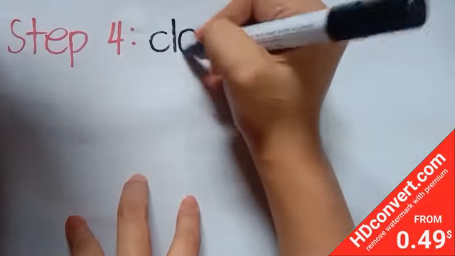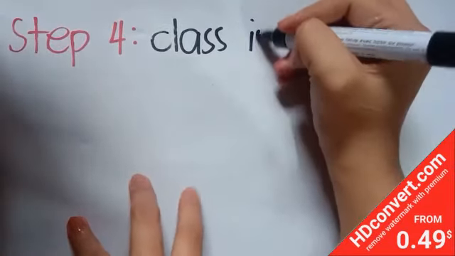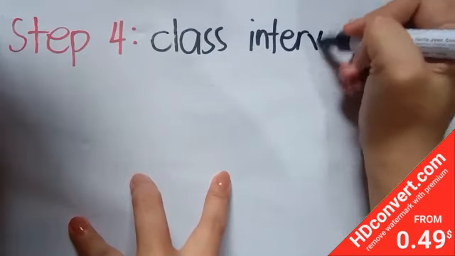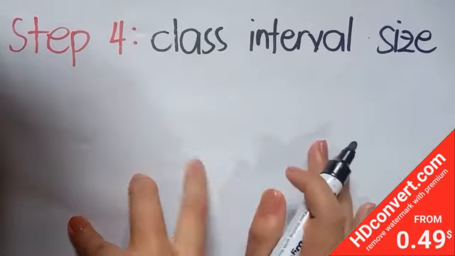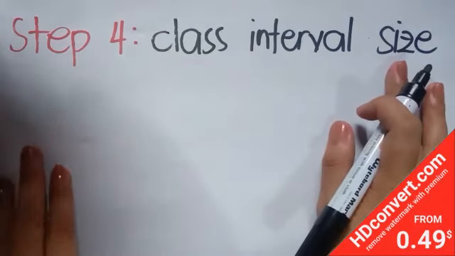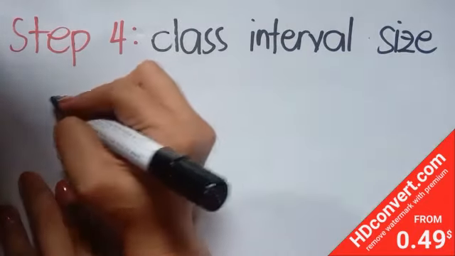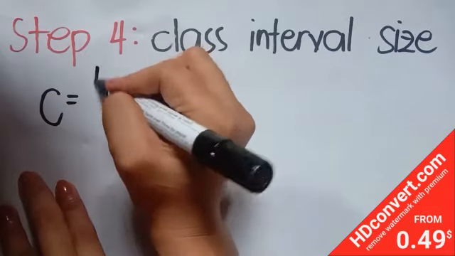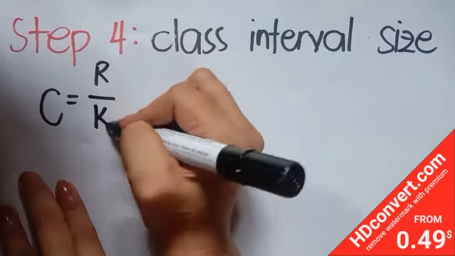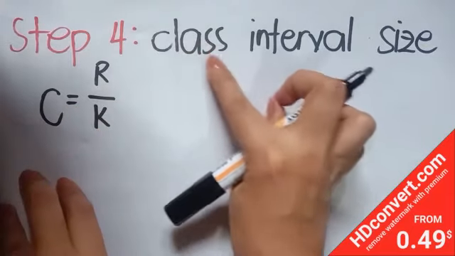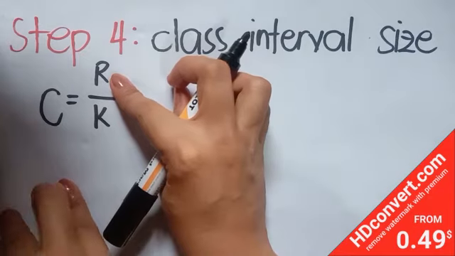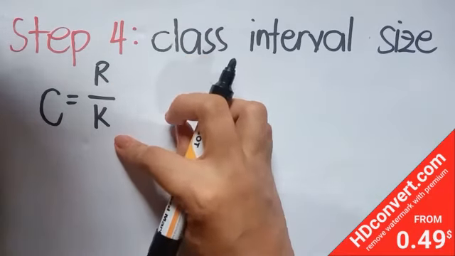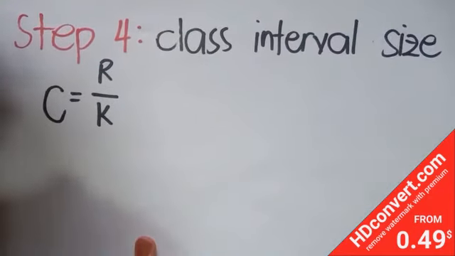Fourth step, hanapin natin si class interval size. So, para mahanap natin si class interval size, meron tayong given formula na C is equal to R over K. When we say C, ito si class interval size. When we say R, ito si range. And K is number of classes.